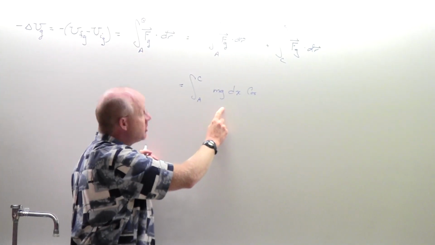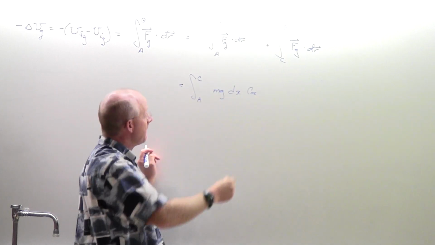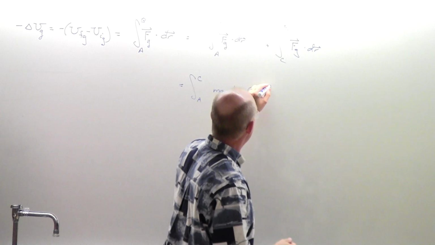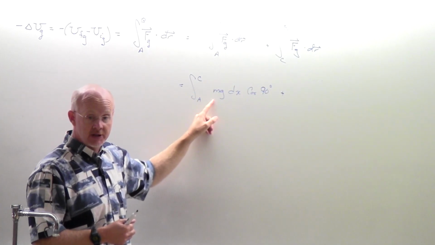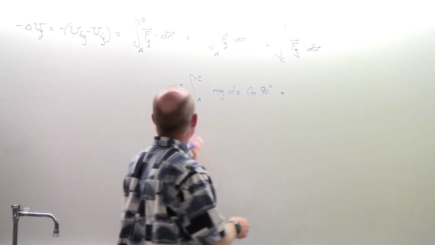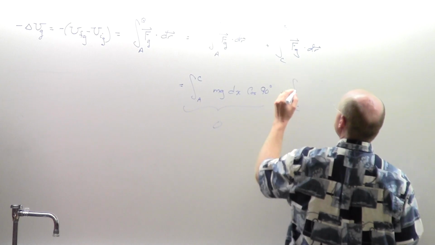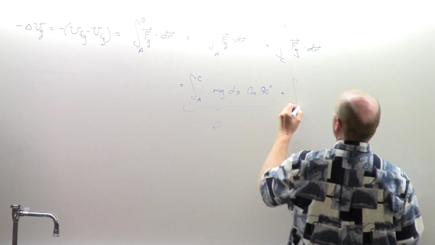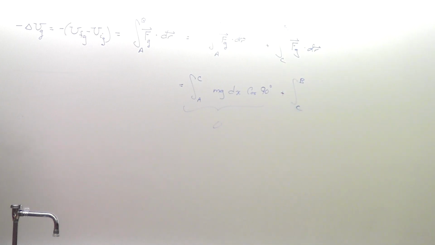So that's what I'm doing here. I'm saying, what is the magnitude of the force of gravity? mg. What am I moving? The magnitude of my distance, dx. What is the angle between my movement and my force? 90 degrees. And so as you guys correctly saw right away, there would be no work along this path. All right?